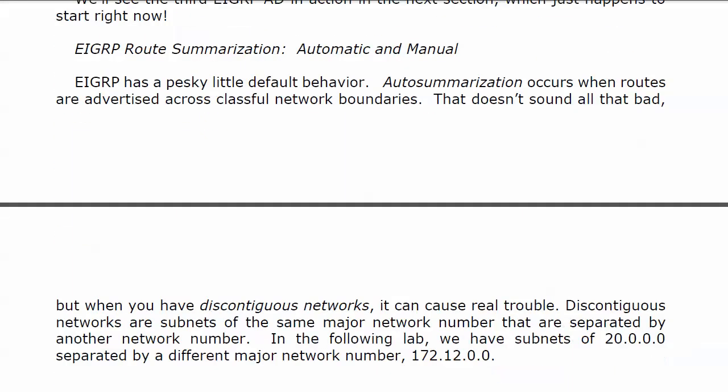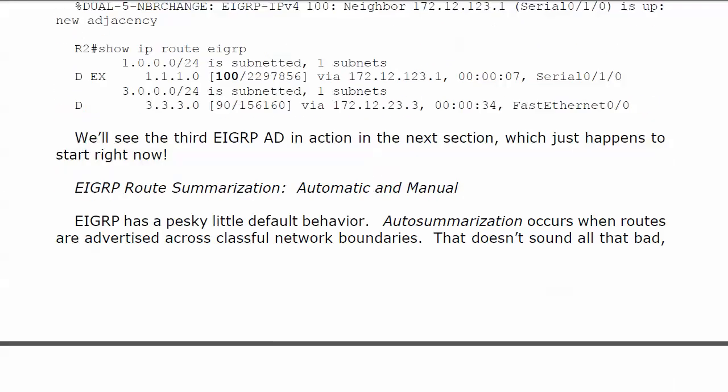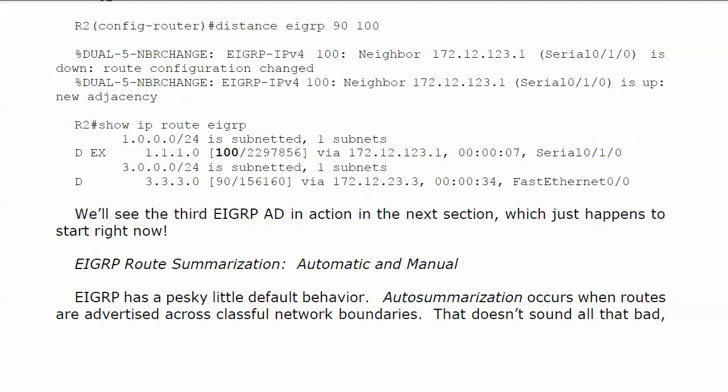So let's go past that, because this is what we're going to look at next, is route summarization, automatic and manual. Because EIGRP has a pesky little default behavior, auto summarization, and that occurs when routes are advertised across classful network boundaries. That doesn't sound bad, but if it's not so bad, why do we almost always, if not always, put in no auto when we're configuring EIGRP? We don't even think about it. We don't even think about what that command is. It's just natural. Router EIGRP 100, next line no auto-summary, or just no auto.